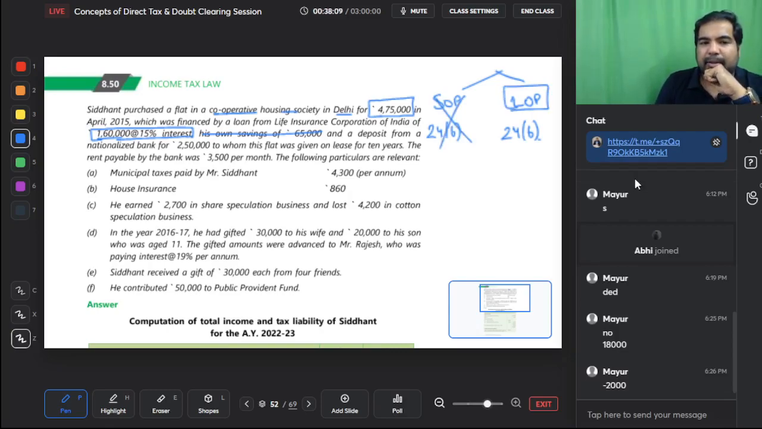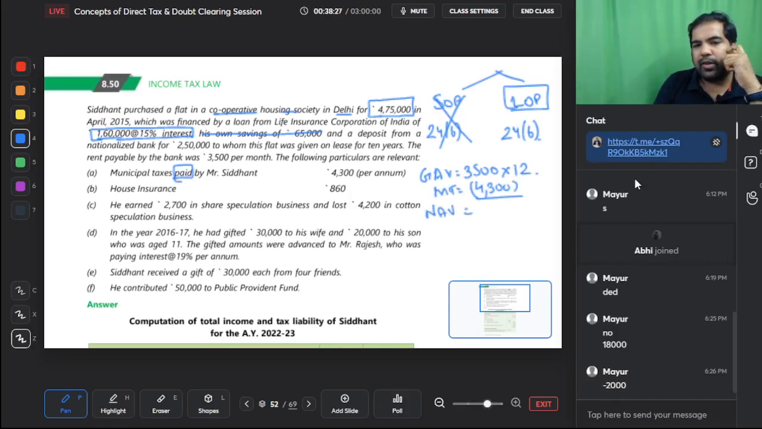The rent payable by the bank was 3,500 per month. So your GAV is 3,500 into 12. I'm not doing the calculation. Municipal taxes paid by Siddhant is 4,300. So I'm minusing municipal taxes 4,300. So what you will get is your NAV.